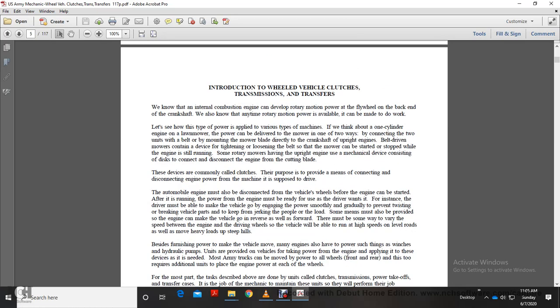Introduction to wheel vehicles and clutches. We know that an internal combustion engine can develop rotary motion power at the flywheel on the back end of the crankshaft. We know that any time rotary motion power is available, it can be made to do work. Let's see how this power is applied to various types of machines. If we think of a one-cylinder engine on a lawnmower, the power is delivered from the engine in one of two ways: by connecting two units with a belt, or by mounting a mower blade directly to the crankshaft of an upright engine. Belt-driven mowers contain devices for tightening and loosening the belt so that the mower can be started and stopped while the engine is still running.